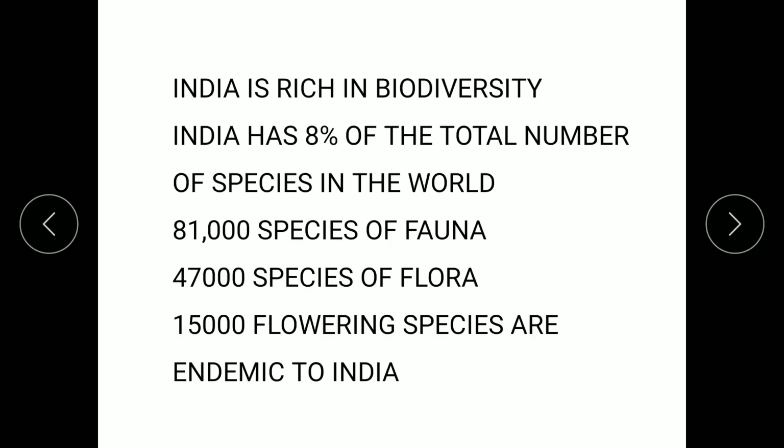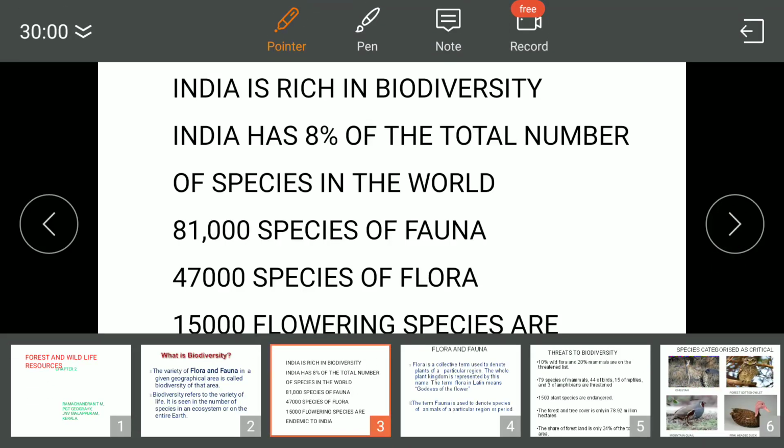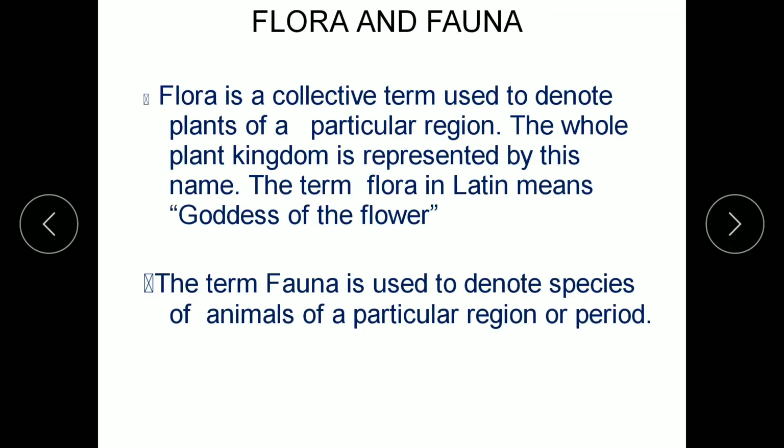Forest is an important resource for life, and forests are the lungs of the earth for its various uses. Flora, as a collective term, means the plant kingdom. In the Latin language, it is known as the goddess of the flower. Flora consists of trees, creepers, shrubs, cactus, grass, etc.